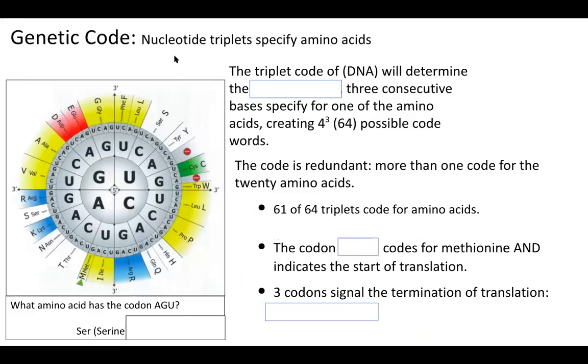Okay, so we are cooking. Here we go. Remember, we already talked about in class, the triplet code of the DNA will determine the codon of the mRNA. Here's an example of a codon wheel. So this is how you know which amino acid, which nucleotide sequence, which codon sequence codes for which amino acid.